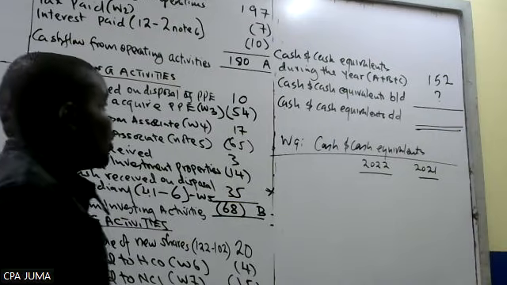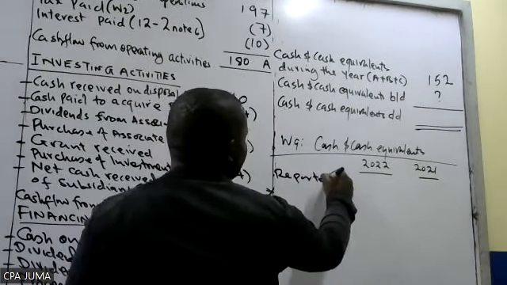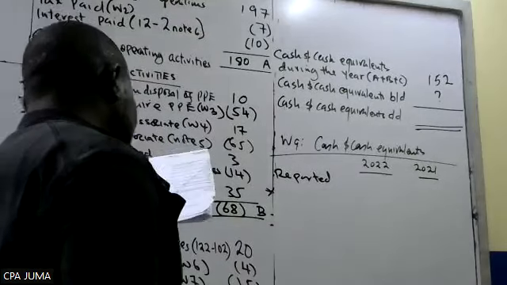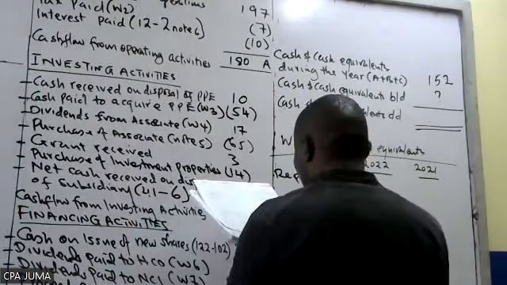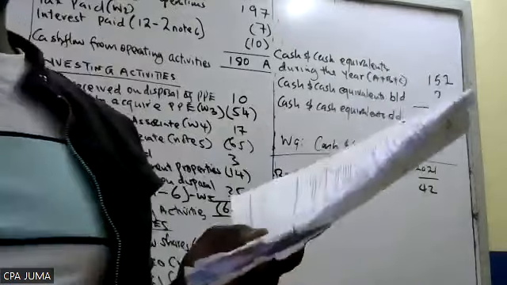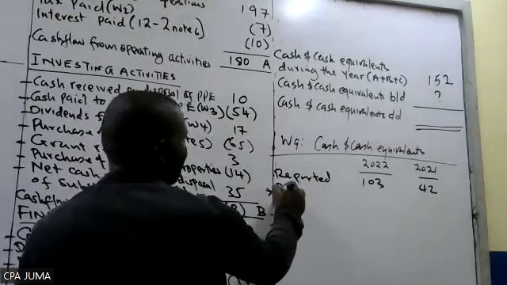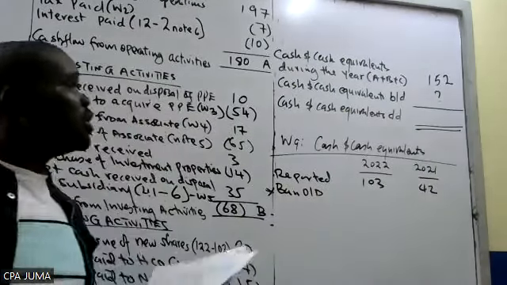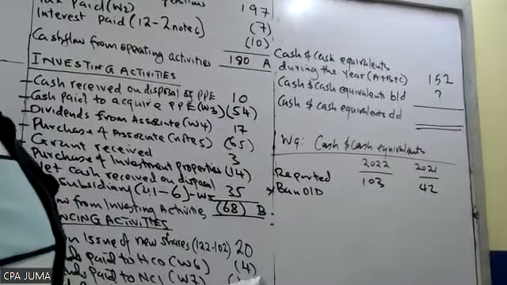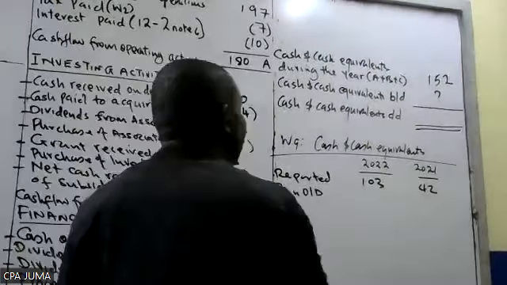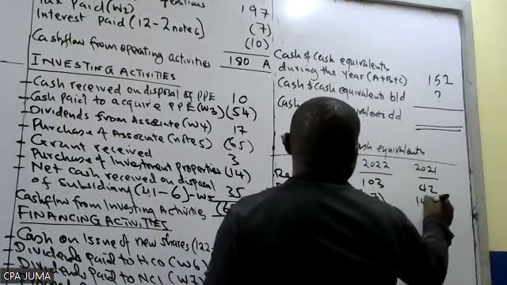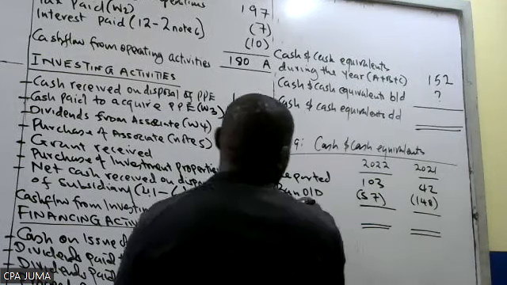So reported, how much was reported under current assets? Go to current assets. There was cash and cash equivalents, I'm seeing there 103 and 42. Then there was bank overdraft. Overdraft should reduce your cash equivalents. So go to current liabilities. You will see the bank overdraft of 57. So you subtract. And this is 148. So this is the carried down.